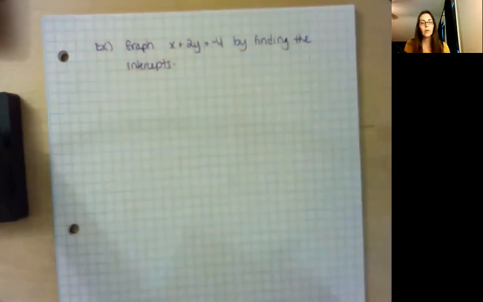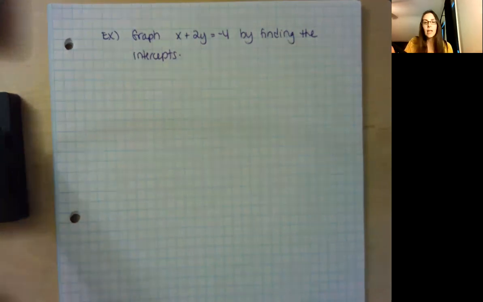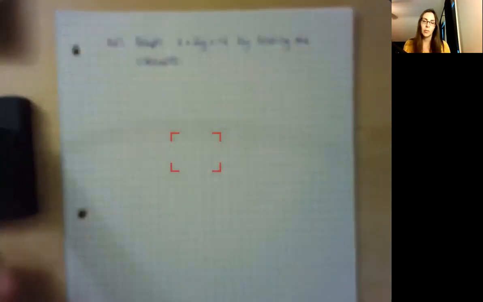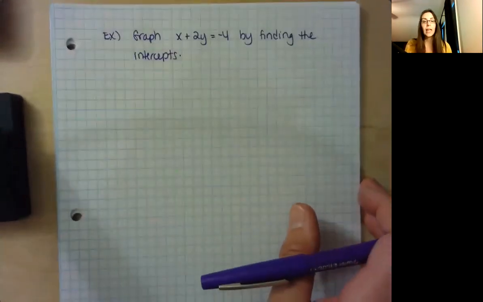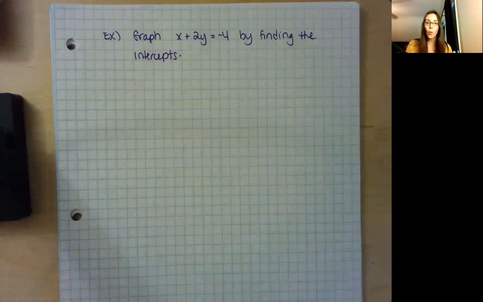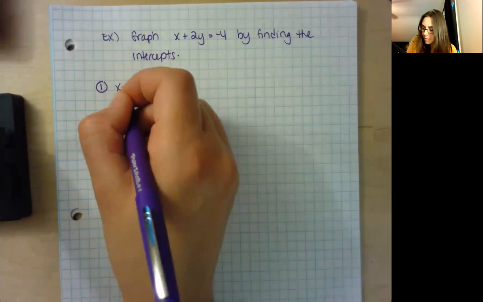So this one says to graph x plus 2y equals -4 by finding the intercepts. Now, I'm not going to write a whole bunch of different steps here because it's actually the same exact steps for the plotting point strategy. It's just that we're specifically told which points we have to find. So instead of just plugging in anything we want to, we basically have to plug in the zeros. So the first thing we're going to do is I'm going to find the x-intercept.